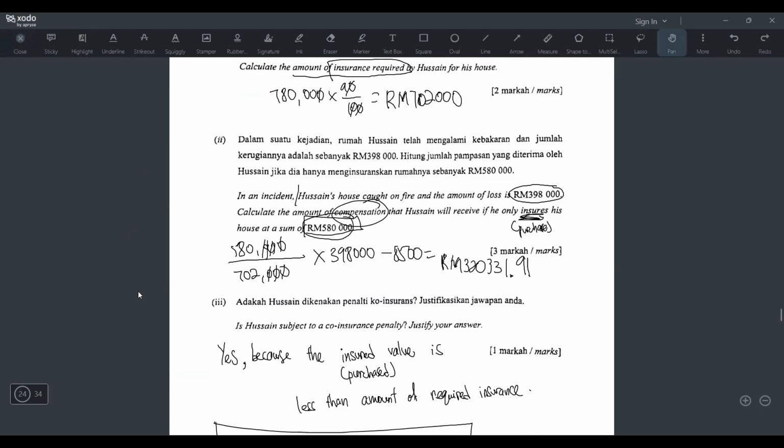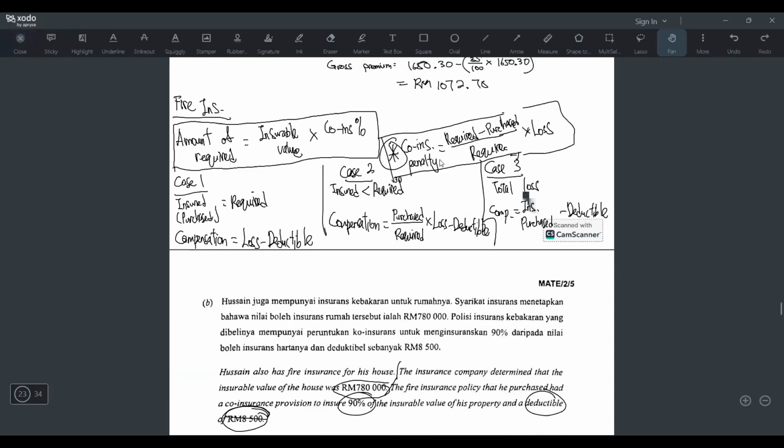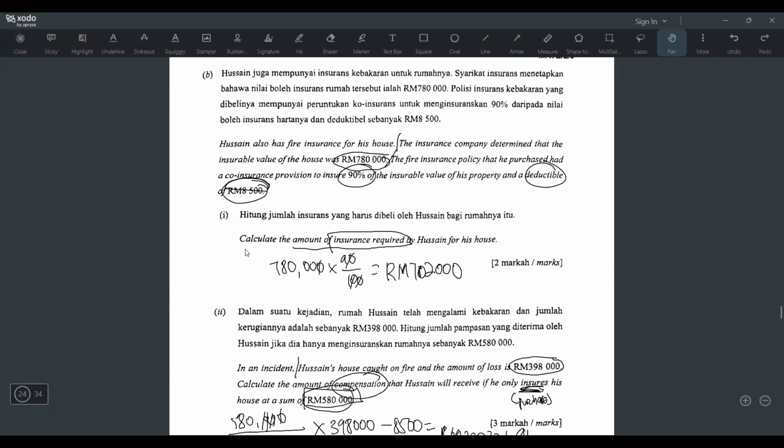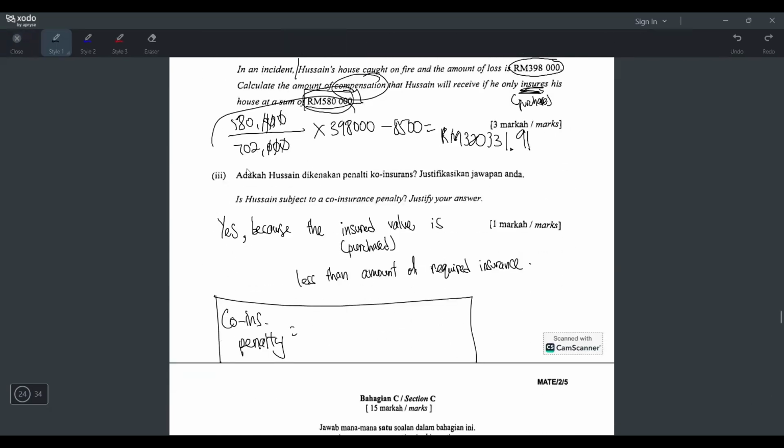So how to find the penalty? I told you already, right? Take the other side of the fraction, right? This is the formula: required minus purchase, or required times loss. In other words, you are just taking the other side of this fraction. So what's the other side? It will be 702,000. So there's a portion here that you are not calculating, right? So you have to minus the 580,000 to get the balance, and then divide by 702,000 times with the loss. Okay, the deductible no need. That's all. So this is how you calculate.